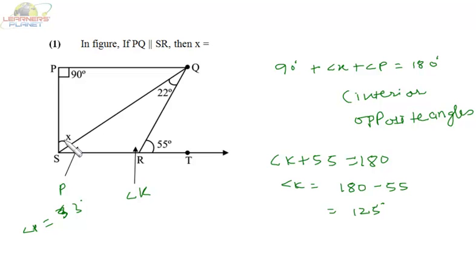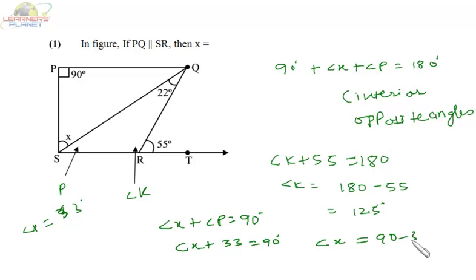Now this angle plus this angle, that is angle X plus angle P, is 90 degree. Here we can see angle X plus angle P will be 180 minus 90. So angle X plus angle P is 90 and angle P is 33 degree. So angle X plus 33 is 90. So angle X is 90 minus 33. Okay.